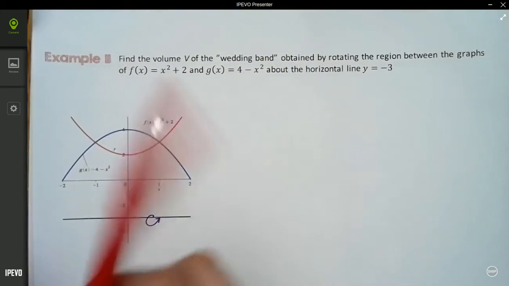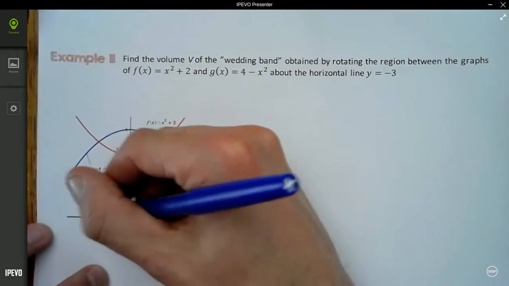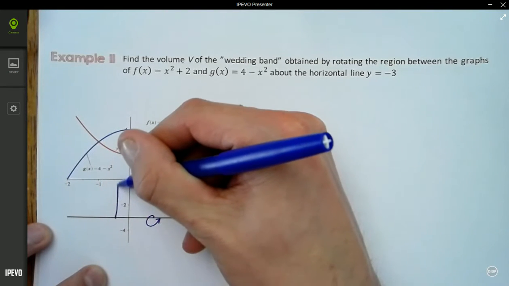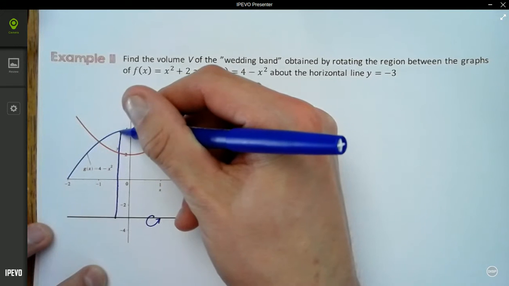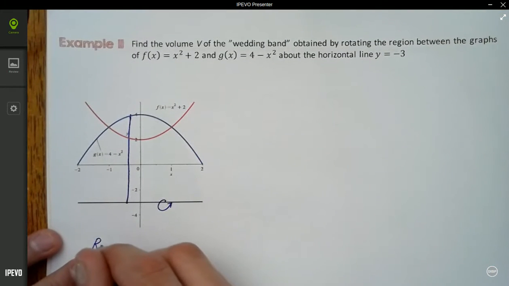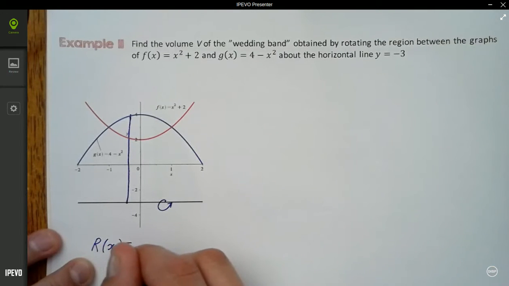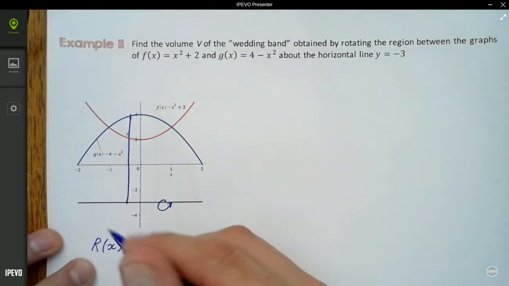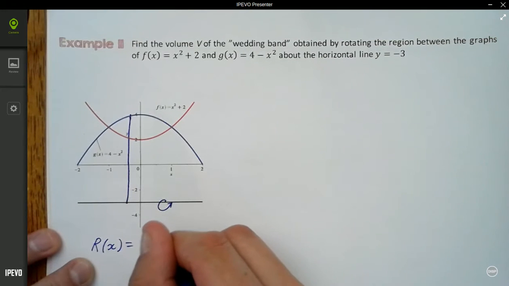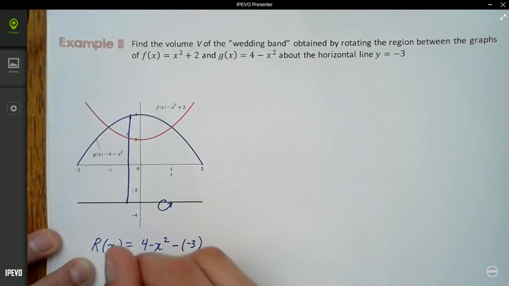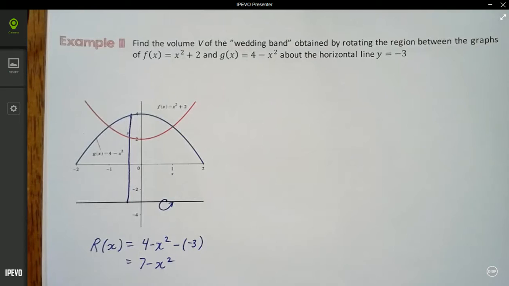So first thing I want to do is draw a line from what I'm rotating around to the graphs. And the longest line, the graph I get to last, that's going to be my big R of x. That's the outer radius. It's the longer of the two. So to find the length here, I take top minus bottom function. So that becomes 4 minus x squared minus negative 3. So I end up with 7 minus x squared. So that's big R of x.